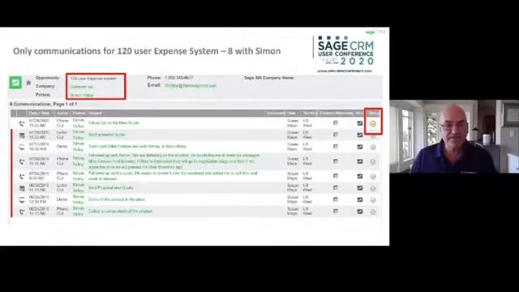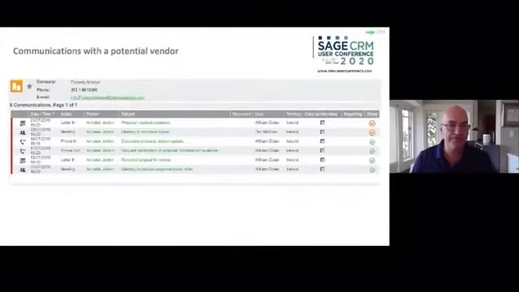So everything that I've said about communications here for a customer would equally apply for a potential vendor. This happens to be Flyway Airlines. They're talking to us about a travel package. We're not selling them anything, but we still want to keep track of what they promised us. Very easy to do in Sage CRM.